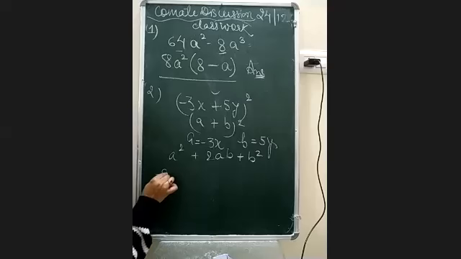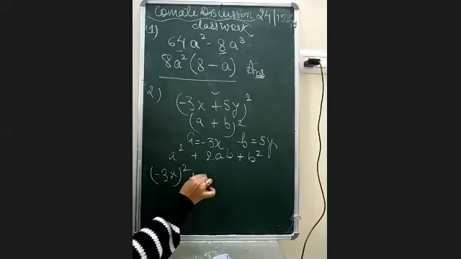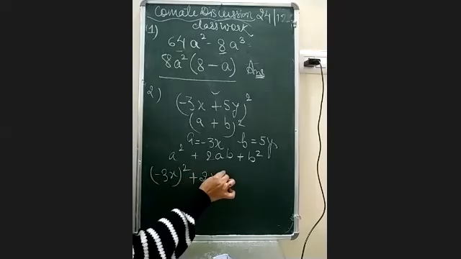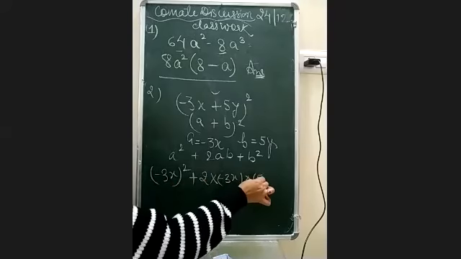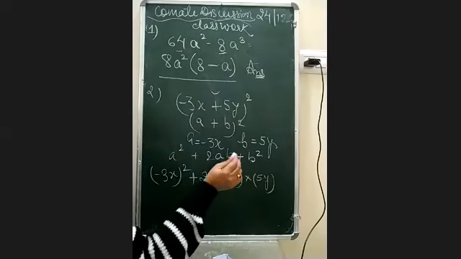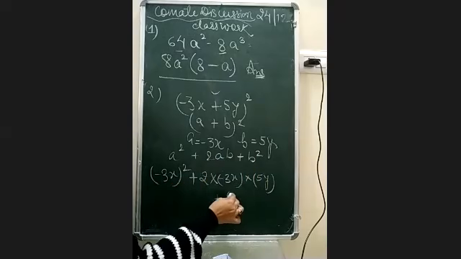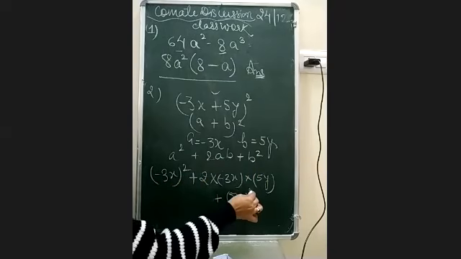So in place of a, you put minus 3x. Now the power is 2, plus 2ab: 2 into minus 3x into 5y. We put this in place of 2ab. Now the last one is plus b square. In place of b square will come 5y square.